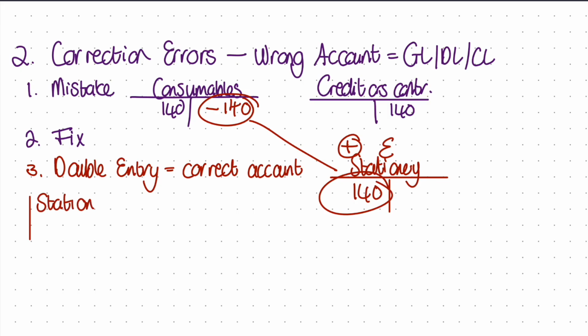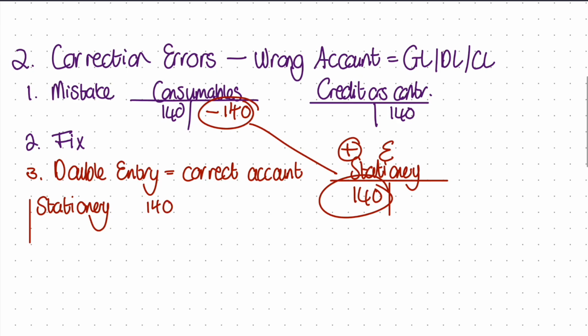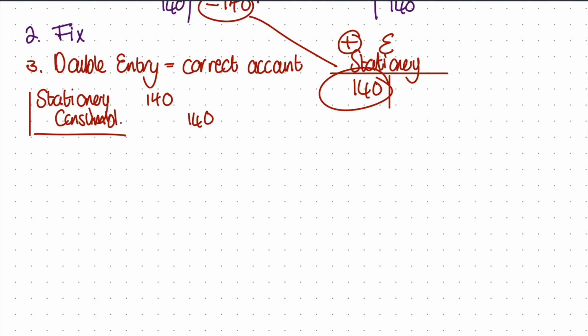In this case, it is stationery, and it's 140 in the debit column. And then a little bit away from the line, consumables, and that is 140 in the credit. Nothing under debtors and creditors control because there's no debtor or creditor involved.